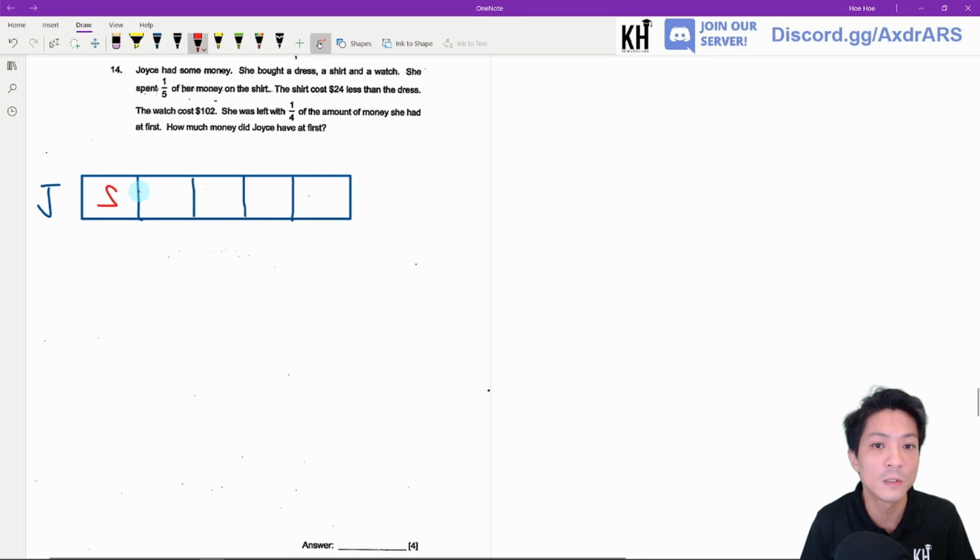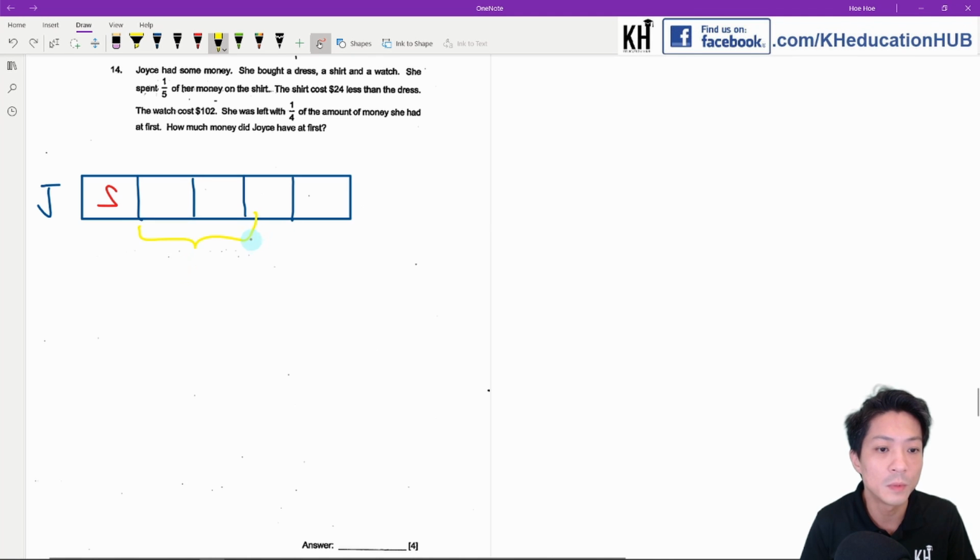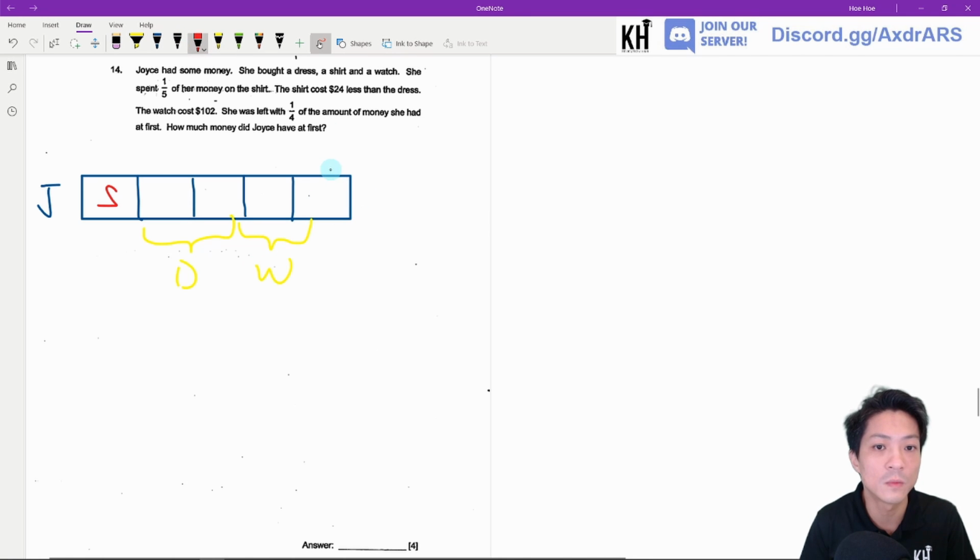The shirt cost $24 less than the dress, which means that if I were to draw the dress here, I do not know where it is going to be. Maybe let's say this is the dress, and let me make it a bit smaller. Let's say this part here is the watch. It means that the amount of money that she's left with will be a quarter of what she had at first.